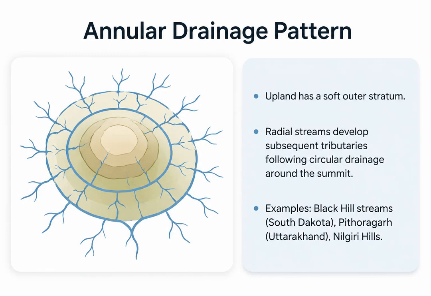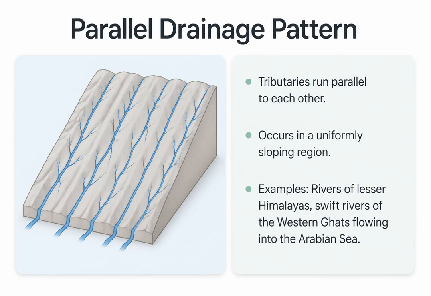A variation of the radial pattern is the annular drainage pattern. Imagine an eroded dome where alternating bands of hard and soft rock form concentric rings. The radial streams flowing down the dome develop tributaries that carve circular paths through the softer rock rings, wrapping around the summit. While not very common in India, it can be found in the Nilgiri Hills and around the Black Hills in South Dakota. In regions with a very pronounced uniform slope, we see a parallel drainage pattern.